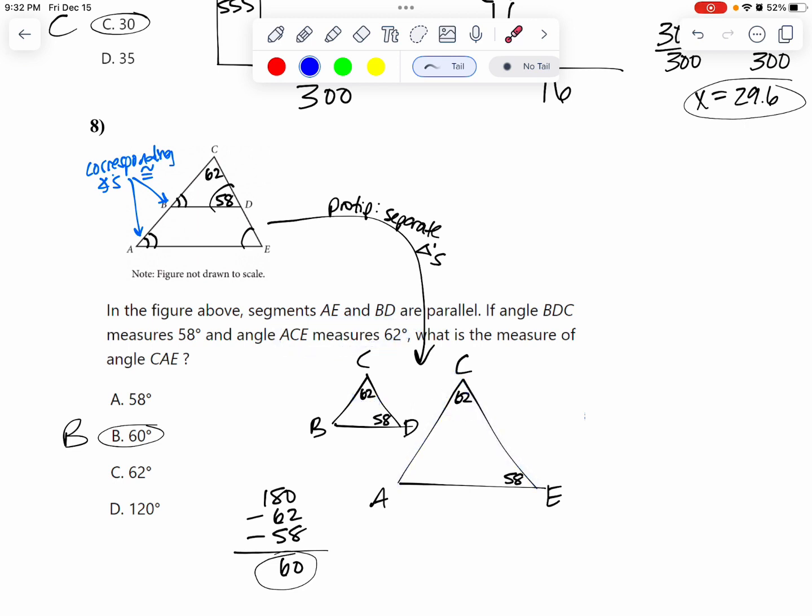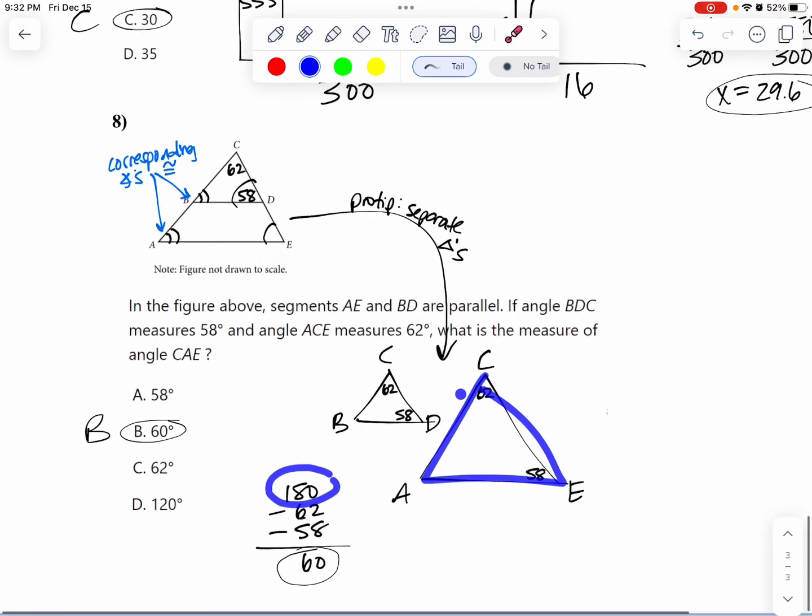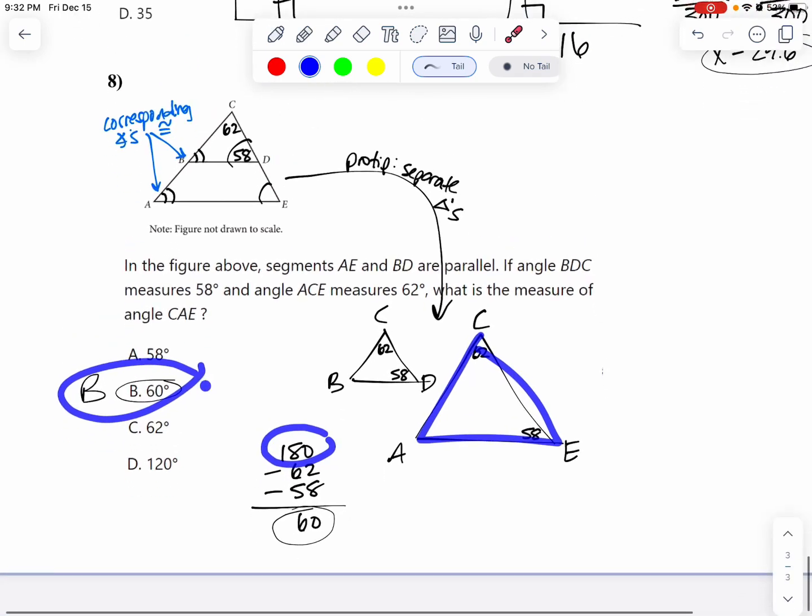What's the measure of CAE? Let's find that. CAE. They're asking me about this one. So I know 62, I know 58. I'm going to subtract from 180 because every single triangle always adds up to 180, and that's how we get 60. Oh, I guess that's it.